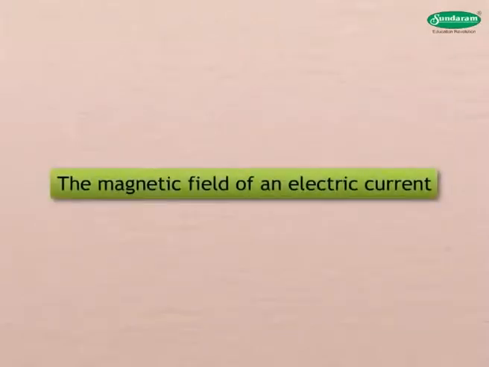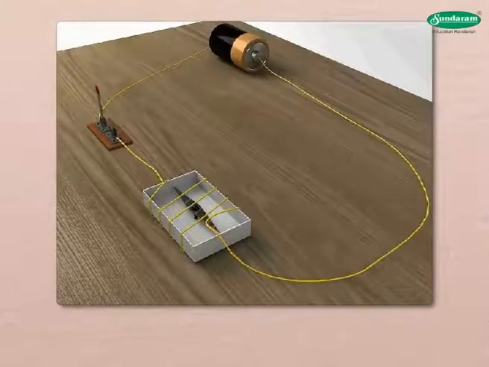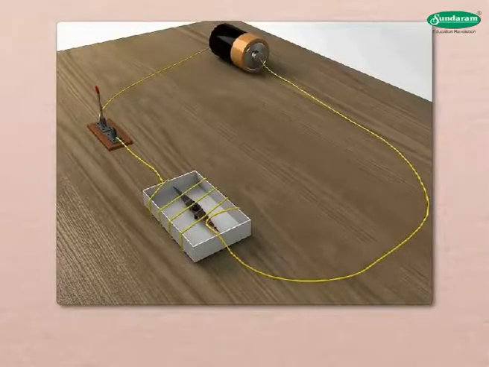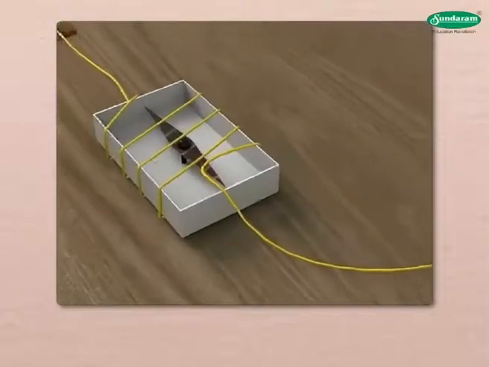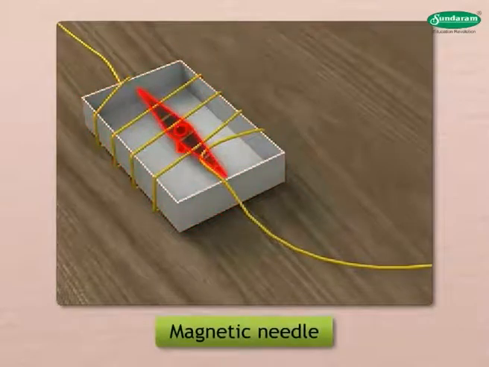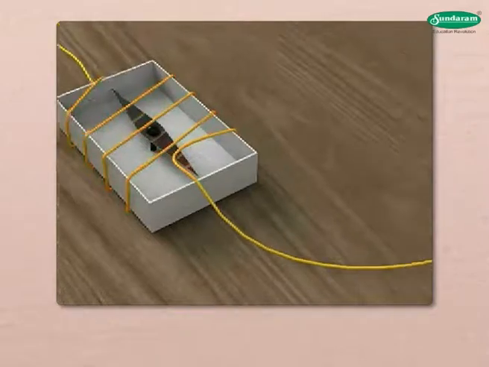Next, we will study the magnetic effect of electric current. The magnetic field of current is called electromagnetic field. It means electricity produces magnetism. This concept can be understood from the following experiment. We take an empty matchbox tray and place a magnetic needle in it. Now, we wind 3 or 4 turns of copper wire around the tray.